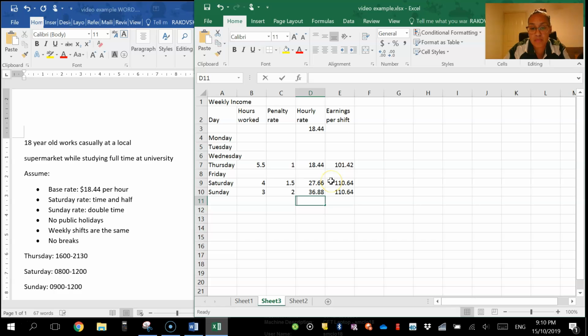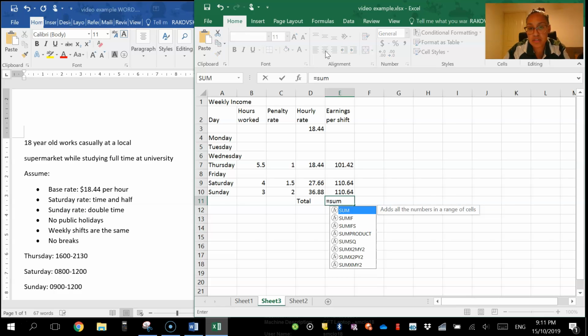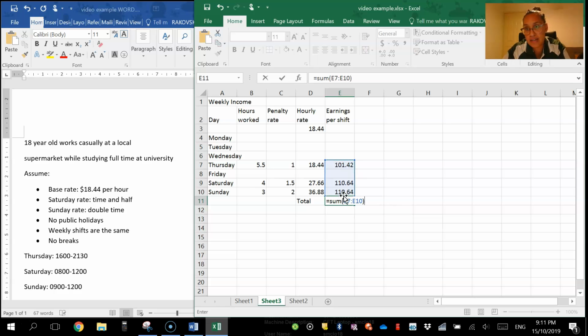Now, total equals. That bothers me that it's not a capital, so just fix that. Total, and equals. Now there's a function called SUM, and if you have a look, it sometimes explains things to you as all the numbers in a set range of cells. So you just need to let Excel know which ones you want to add up. You can do that by dragging and dropping and then closing the bracket.